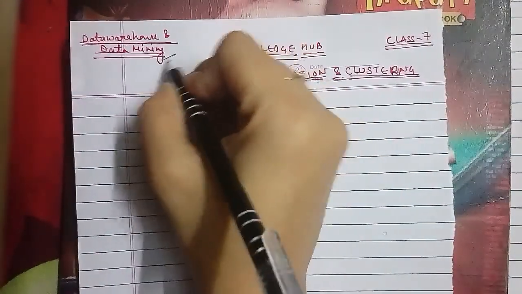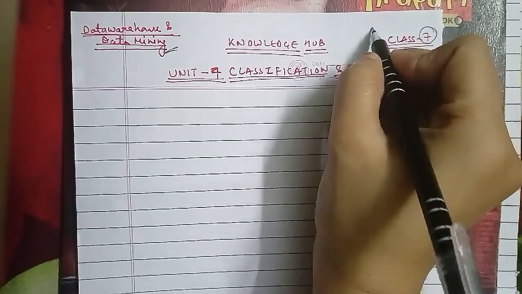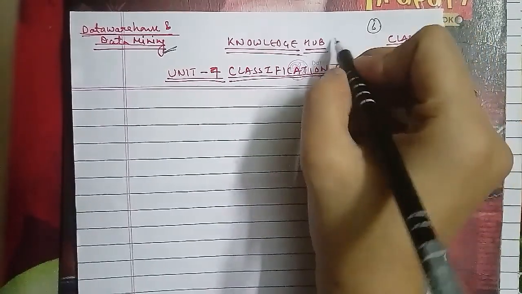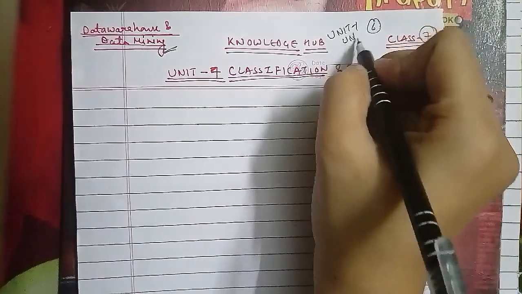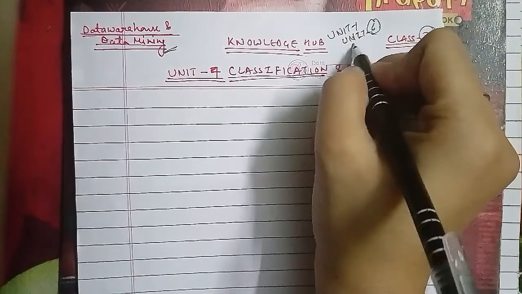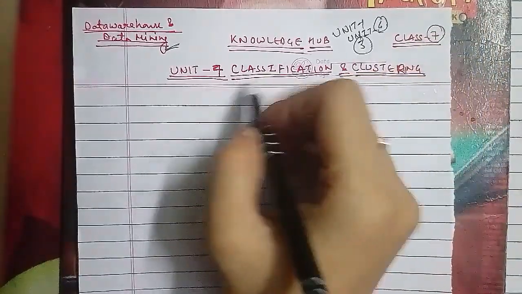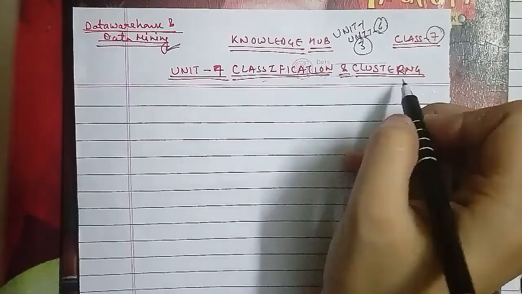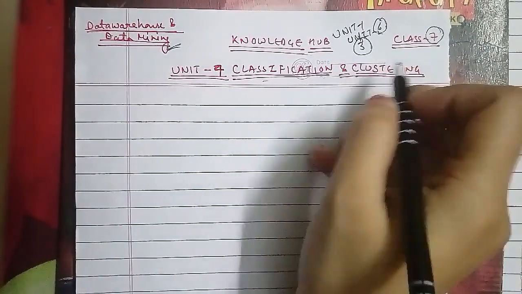Today we're going to start with your data warehouse and data mining classes, and this is your class 7. First of all, we had done your 6 classes before, where we had covered unit 1 and unit 2, and then we had covered unit 3 as well in the last classes. So now we're going to start with unit 4, which is classification and clustering. In the classification and clustering, this is your class 7 here.